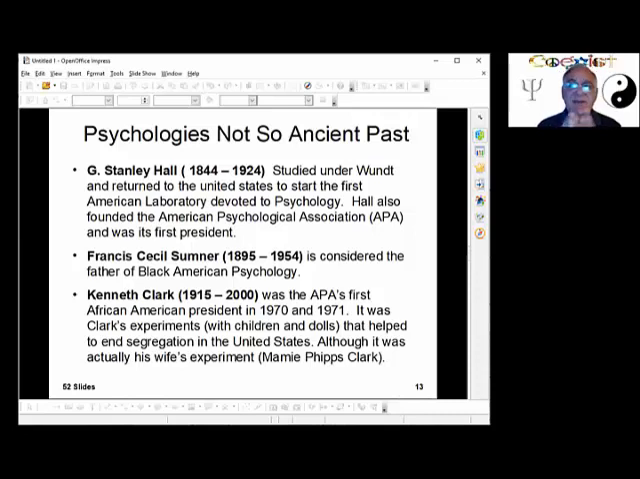Now, we say it was his experiment, but it wasn't his experiment. It was his wife's experiment, and his wife was Mamie Phipps, and then Clark, because she married him, so Mamie Phipps Clark. It was her experiment for her master's and PhD, and she took dolls that were exactly the same shape, the same facial features, everything was the same except for the color of their skin. She had white dolls, black dolls, red dolls, and yellow dolls. And she gave them to children to play with.